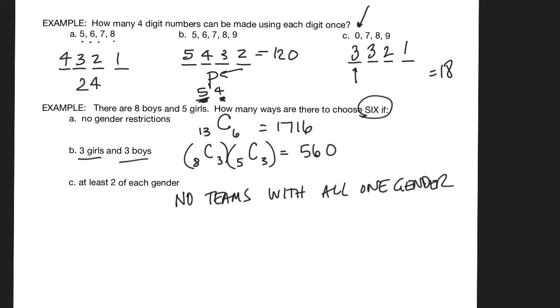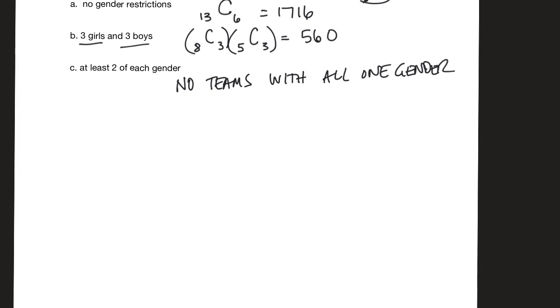Personally, I find these problems so much easier to do if I make sort of a little chart to figure out what the possibilities are here. We could have 1 boy and 5 girls. That would make a group of 6. Oh, wait, but that doesn't work, does it? That doesn't work because I don't have 2 of each gender.